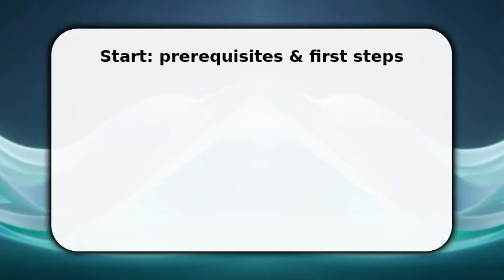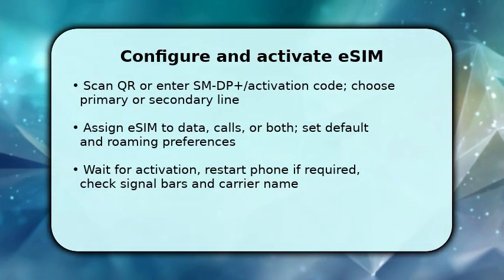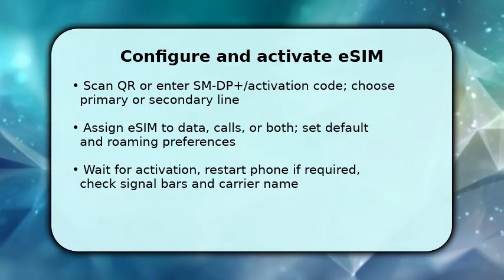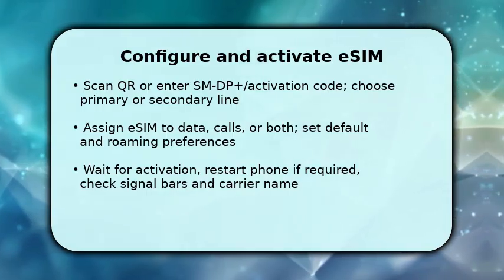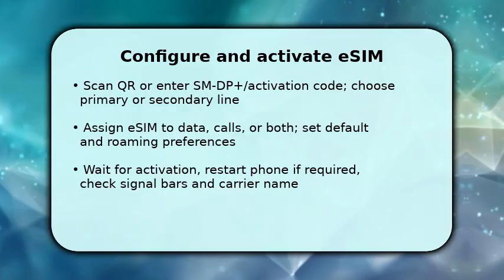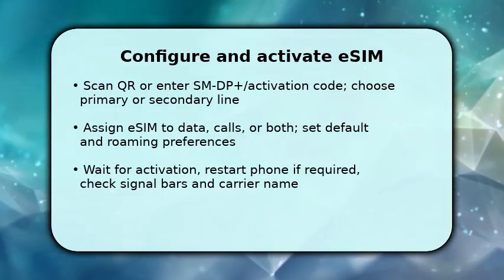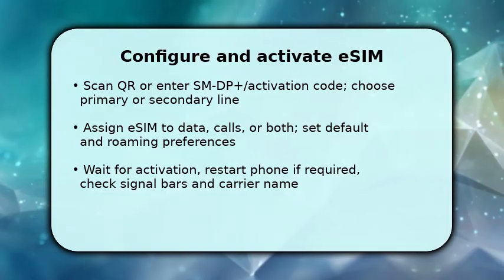You now configure the eSIM profile itself. Scan the carrier QR or type the SM-DP+ and activation code. When prompted, pick whether this eSIM will be your primary data line or a secondary line for travel. This matters for billing and SMS routing.